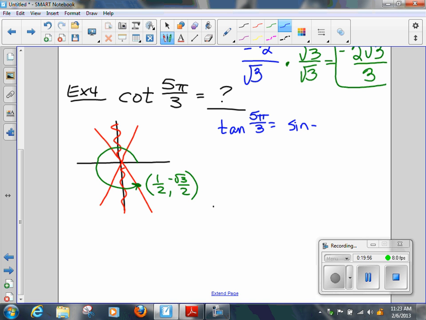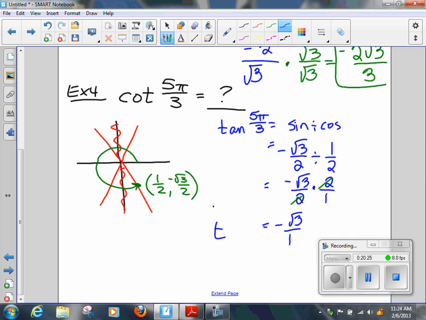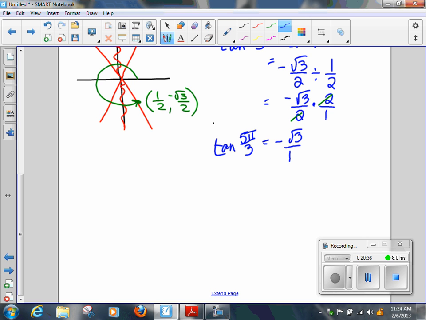Tangent is going to be sine divided by cosine. Do you guys agree with that? All right, sine is what value? Negative root 3 over 2 divided by my cosine value, which is a half. You guys cool with that? Okay. That gives me negative root 3 over 2. I'm going to multiply by the reciprocal. My 2's cancel, and I'm left with negative root 3 over 1. Do you guys agree? That is the tangent of 5 pi over 3. Okay? I don't want tangent. I want cotangent. So what am I going to do? Flip that over. So the cotangent of 5 pi over 3, when I flip this over, is going to be negative 1 over root 3.